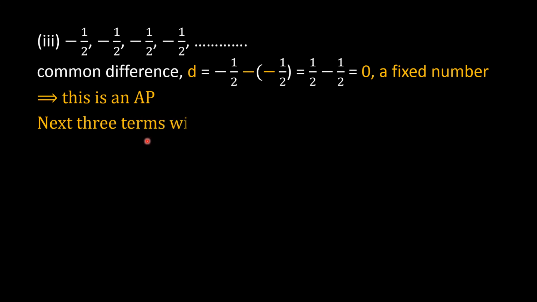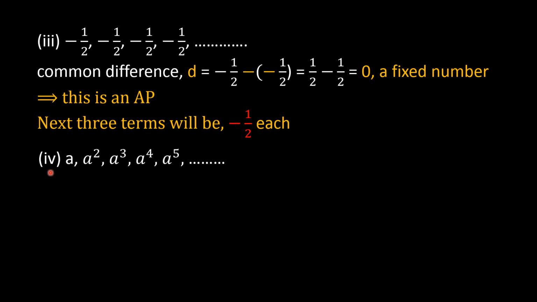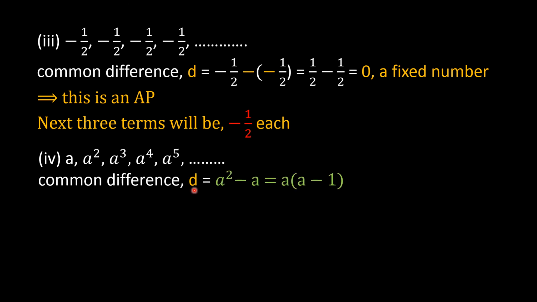The next three terms will also be minus half each. For example, in this list of numbers we are given a squared, a cube, a to the power 4, a to the power 5, and so on. In this case, the common difference d, by using the second and the first term, will be a squared minus its previous term a.